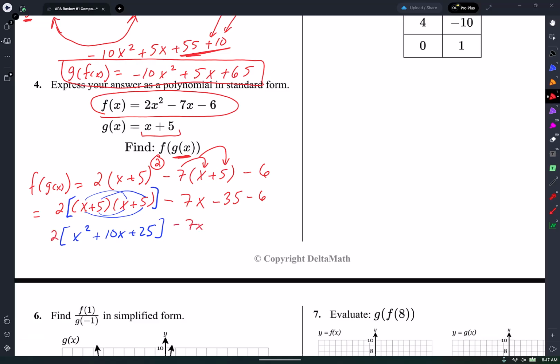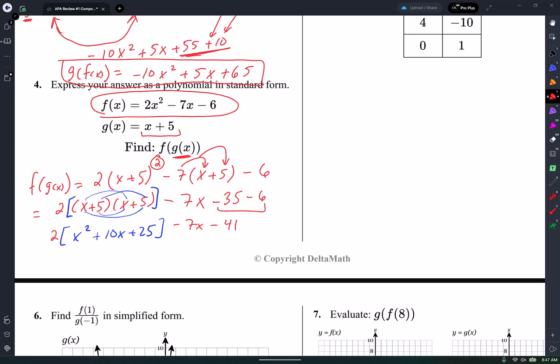Minus 7x, and I guess I'll go ahead and combine these. 35 minus 6, so they both have the same sign, so add them up, keep the negative. 35 plus 6 is 41, and keep the negative, minus 41. Do you see how we did it, guys? Yes. All right. You see that 2 on the outside of that bracket?